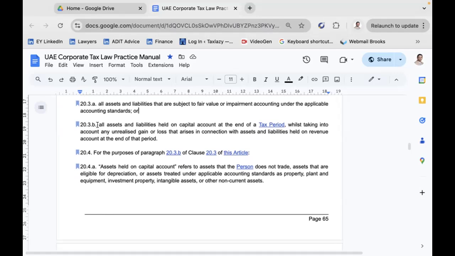Second mode will be all assets and liabilities held on capital account at the end of the tax period. When we use the word capital account, do you know what that means? It means those assets and liabilities which are of capital nature, while taking into account any unrealized gains or losses that arise in connection with assets and liabilities held on revenue account. So those assets and liabilities which are of revenue nature, working capital nature, those gains and losses will stay in the books, they will be taxed.